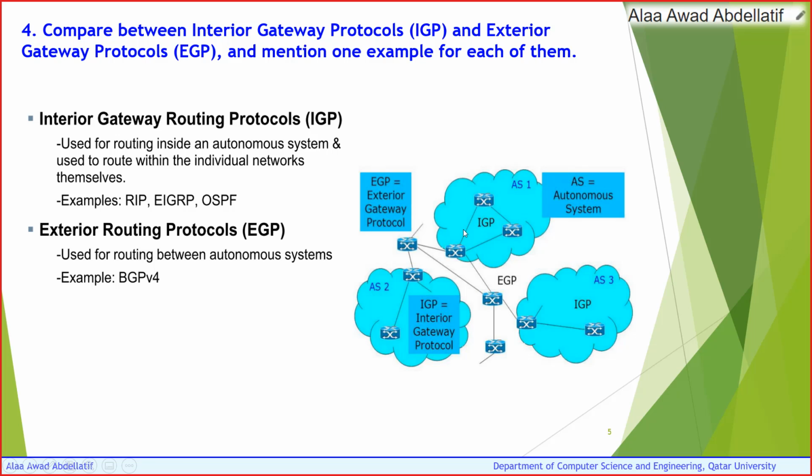Exterior routing protocols are used to route the information between the autonomous systems, while interior protocols are used inside the same autonomous system. And the second part of the question, examples of interior gateway routing protocols: RIP, EIGRP, IGRP, and Open Shortest Path First. And for exterior routing protocols, we have only one example, Border Gateway Protocol.